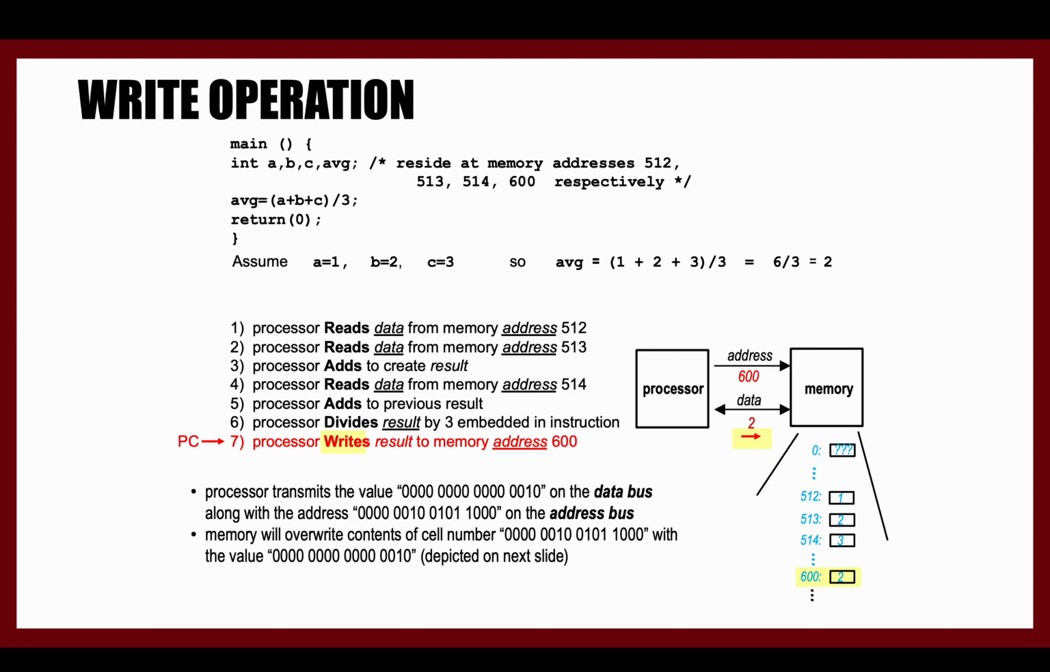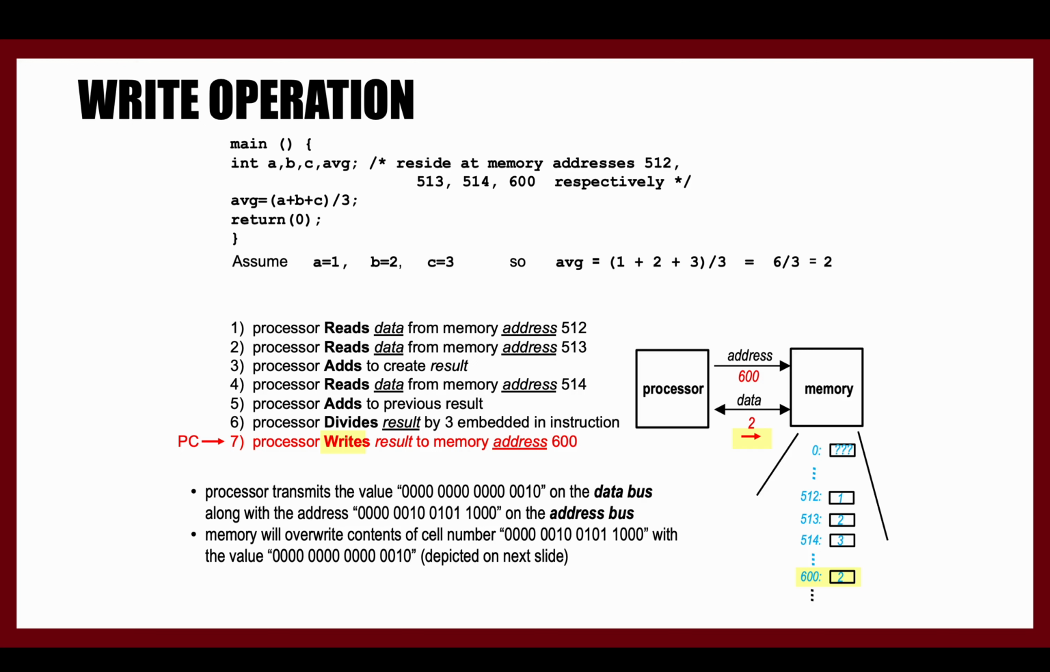Now this slide shows how the result calculated by a simple program gets written to memory. The program calculates the average of three numbers a, b and c, that is 2. The slide depicts the series of operations the processor undergoes: reading data values from memory addresses, performing the addition operation, dividing the result by 3, and writing the computed result to 600.